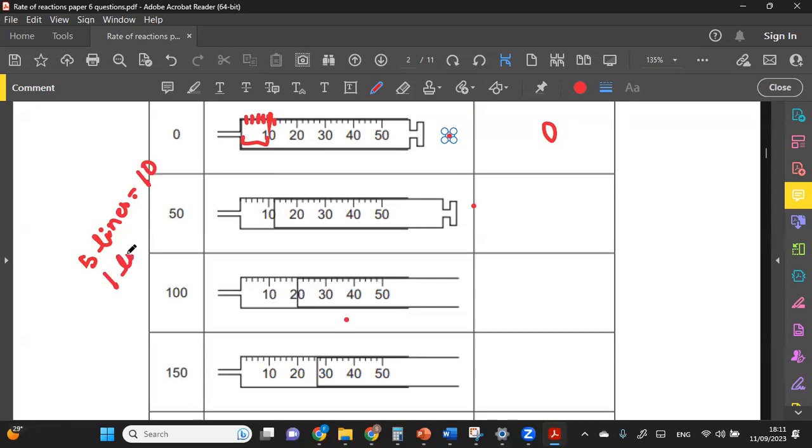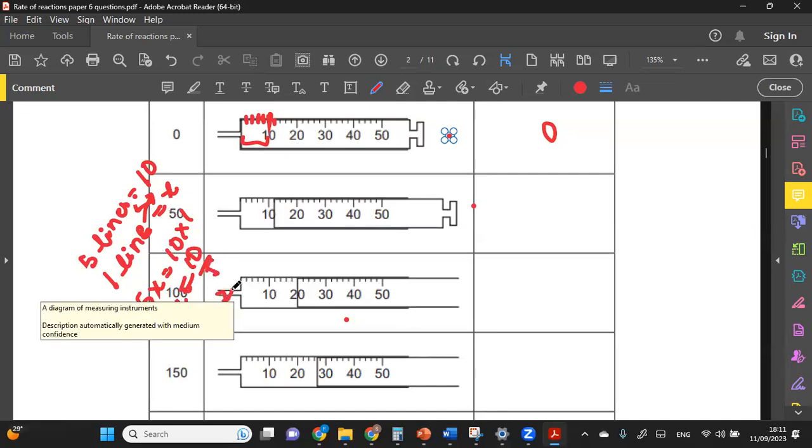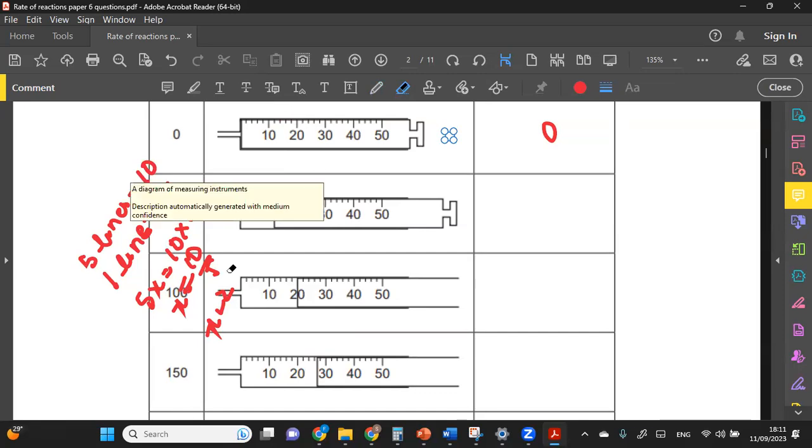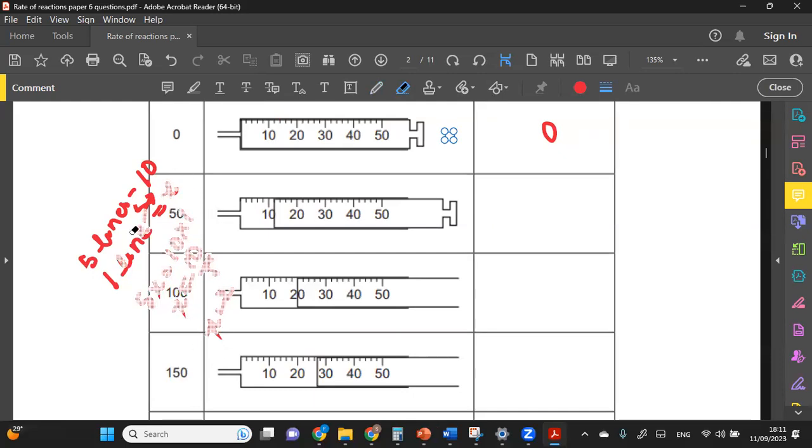So one line is equal to x. Cross multiply: 5x is equal to 10 multiplied by 1, so x is equal to 10 divided by 5, which is 2. That means one small line is equal to 2. So when I start counting from 10, it's not going to be 11, it's going to be 12, then 14, then 16, then 18, then 20. So our answer is 12, which you said. 12 is correct. Take a look at the next gas syringe.